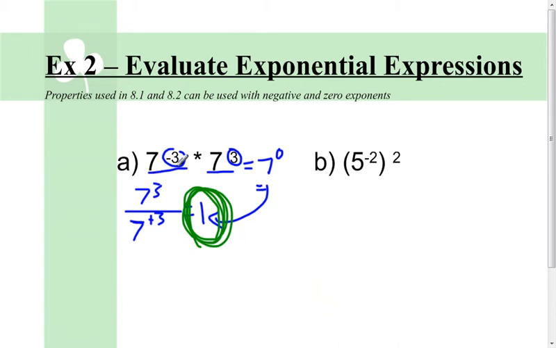So you can do it writing it as a fraction and then canceling out, reducing the way we did before, or using your multiplication across, add the exponents, 7 to the 0 power, which is still 1.